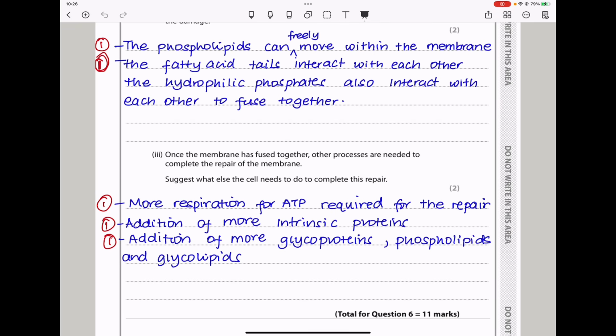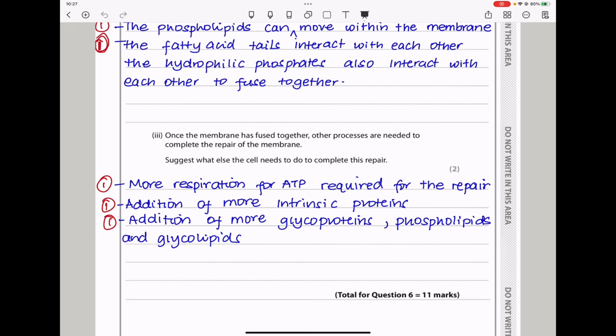Down here they say, once the membrane has fused together, other processes are needed to complete the repair of the membrane. Suggest what else the cell needs to do to complete this repair. The cell needs to add more proteins. The cell needs to produce more ATP to carry out the processes of adding more proteins and so on. So I said more respiration for ATP required for the repair, additional intrinsic proteins, and additional glycoproteins or phospholipids, as well as glycolipids. So this brings us to the end of question 6. Let's continue to question 7.